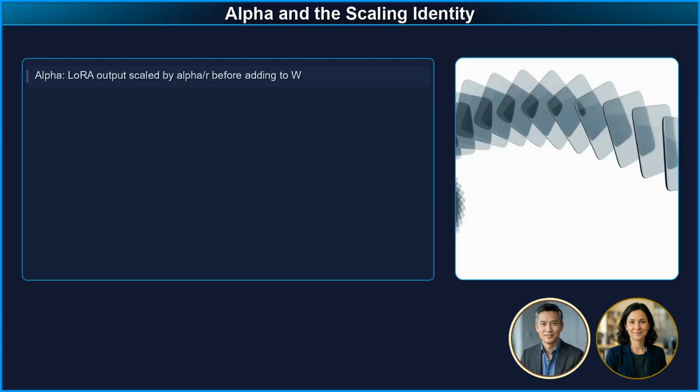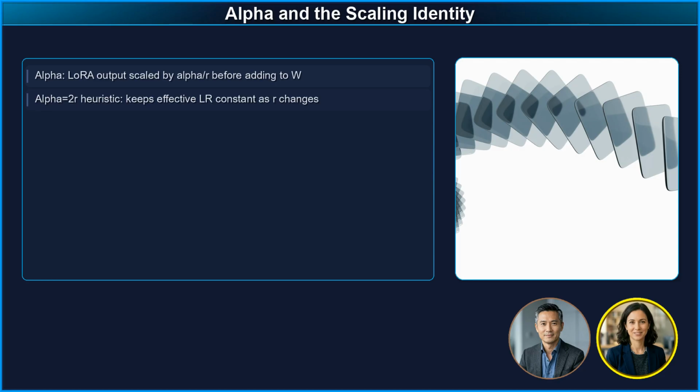The alpha parameter scales the LoRA output before it is added to the original weight matrix. The actual scaling factor applied during the forward pass is alpha divided by R. A higher alpha relative to rank amplifies the LoRA contribution more strongly. It is effectively a separate learning rate multiplier on the adapter path.